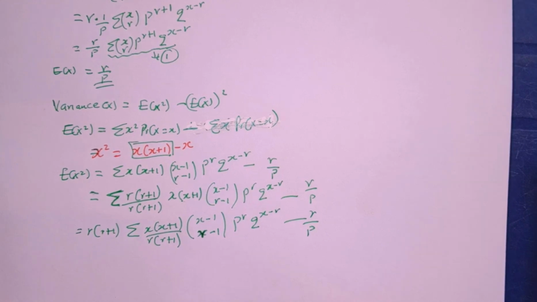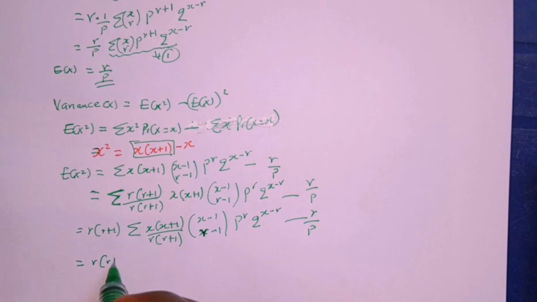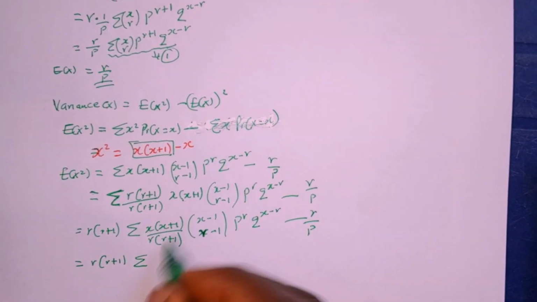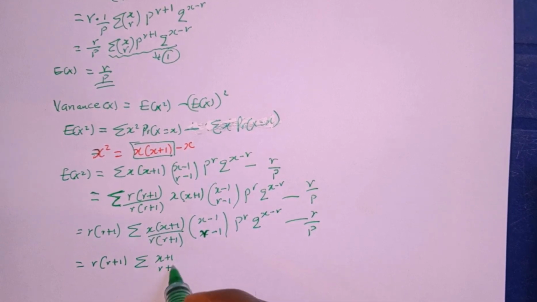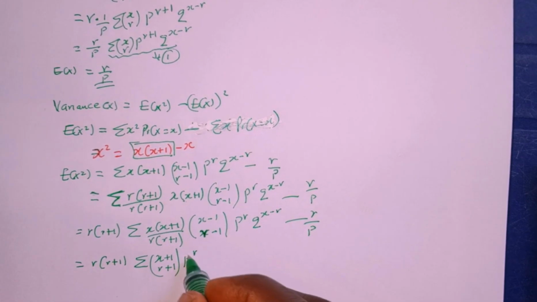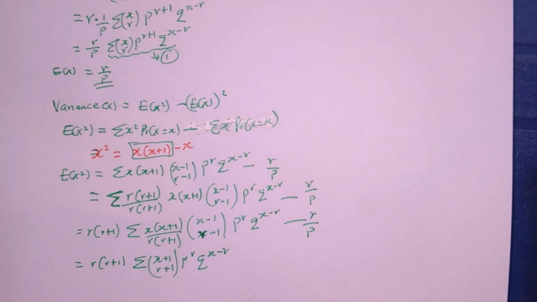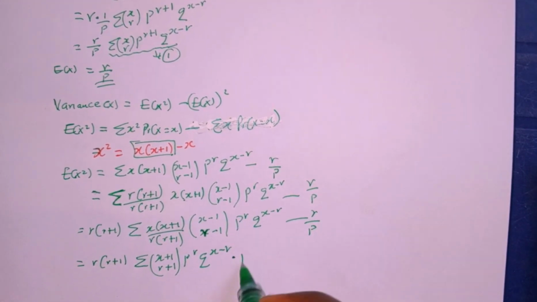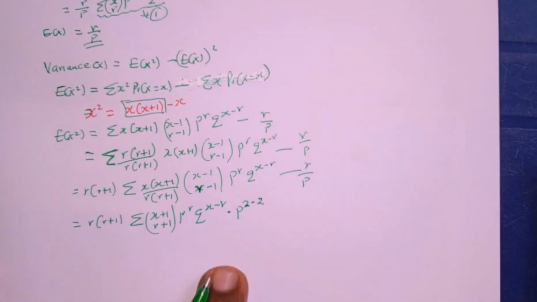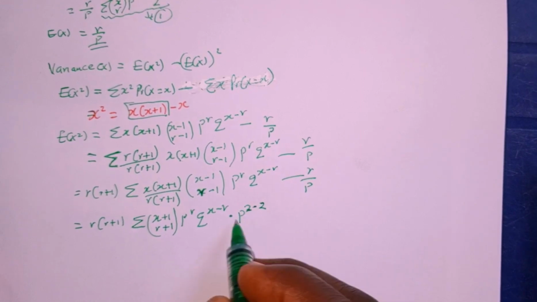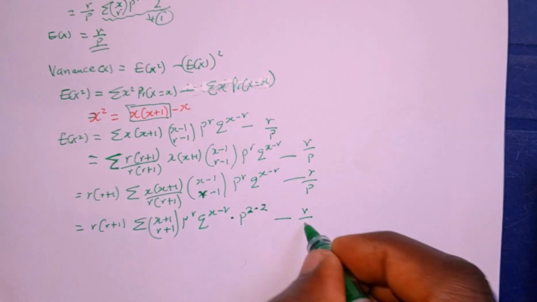So what is the next thing we're going to do? We simplify this. So I'm going to have r into r plus 1, summation of, if you simplify everything here, x plus 1 combination r plus 1, then p raised to the power of r, q raised to the power of x minus r. But in this case, we are going to introduce something. So multiply by what? p raised to the power of 2 minus 2. p raised to the power of 2 minus 2 is the same as 1, so when you use that to multiply the whole of this, nothing still changes. Then minus r over p.